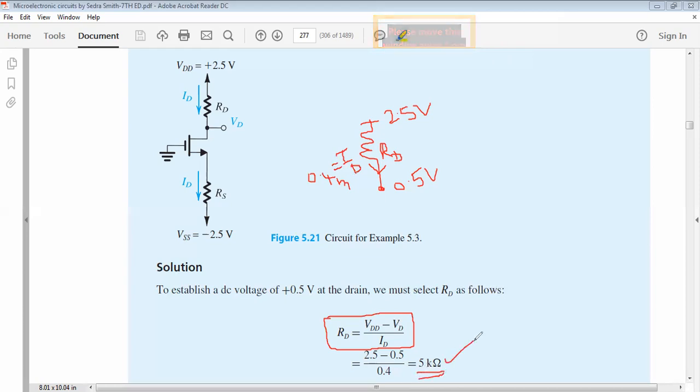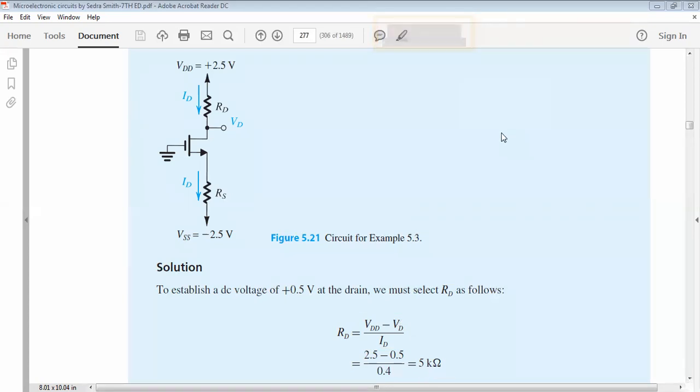One resistor value calculation is over, right? Simply, we know the two ends of the resistor. One end is 2.5 volt, that is VDD, and another end is VD. VD is equal to 0.5 volt, VDD is equal to 2.5 volt, and the given current flowing through the device, ID current, is equal to 0.4 milli. So apply Ohm's law, I is equal to V by R, VDD minus VD by ID, that is equal to 5 kilo ohms, right?